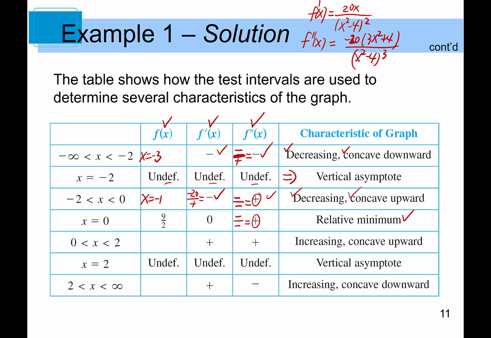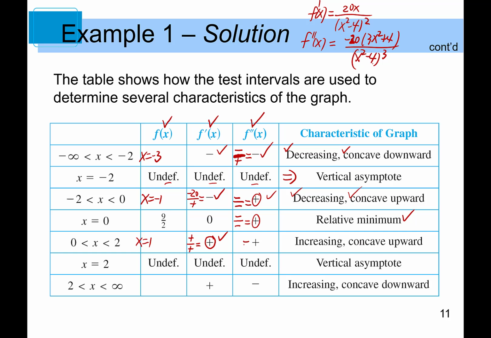And next interval is from 0 to 2. So you're going to pick a test value. x equals 1. And plug into the first derivative. The numerator is positive. The denominator is positive. So it turns out to be positive.